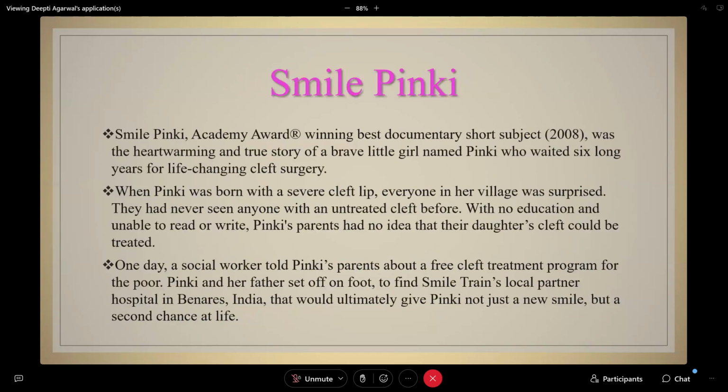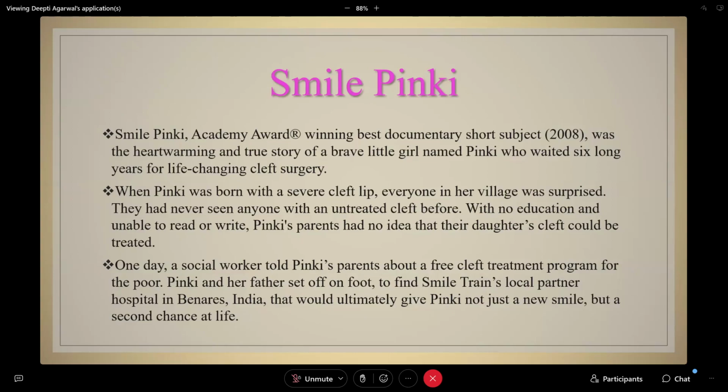As an adjunct, I would like to remind you, or present before you, the Smile Pinky and Smile Train. Smile Pinky is an Academy Award winning Best Documentary which showed the heartwarming and true story of a brave Indian girl, Pinky, who waited 6 long years for life changing cleft surgery. Now, this is so common, but still, you think why they had to wait for 6 years? Because the parents were uneducated.